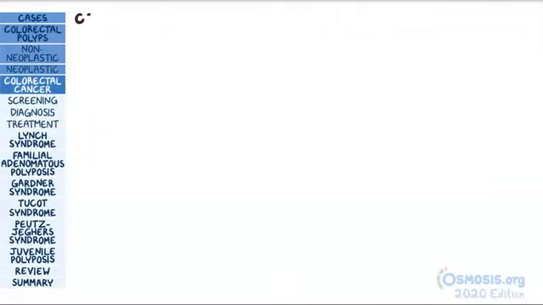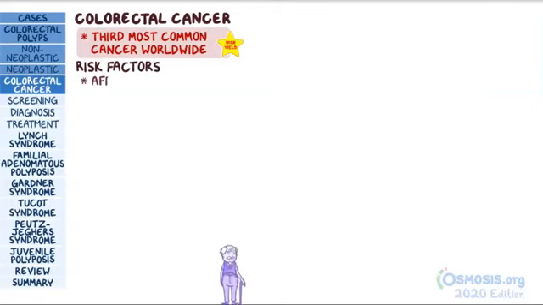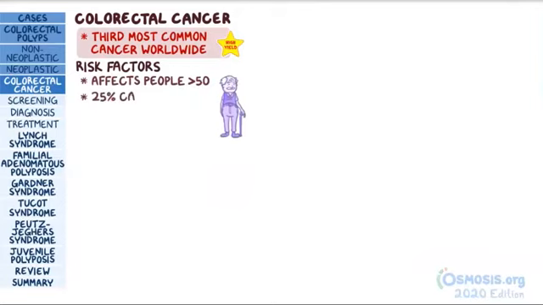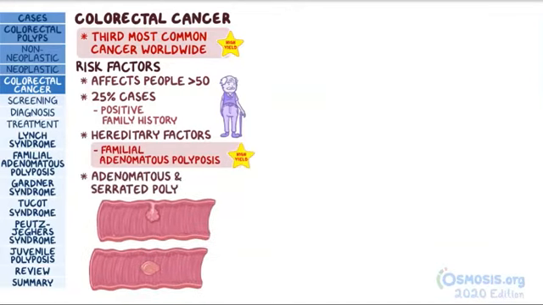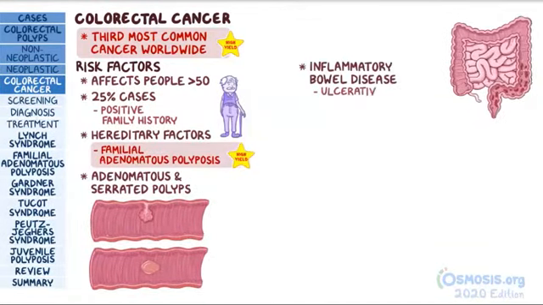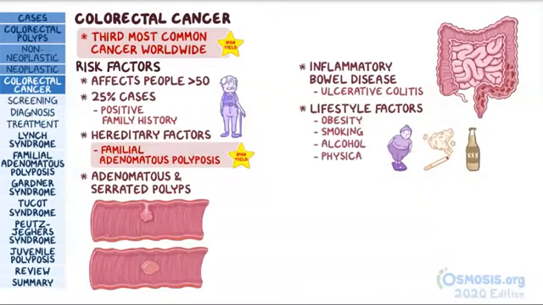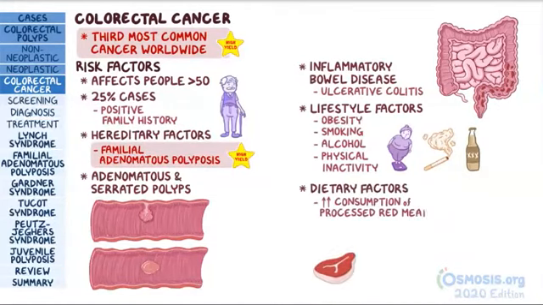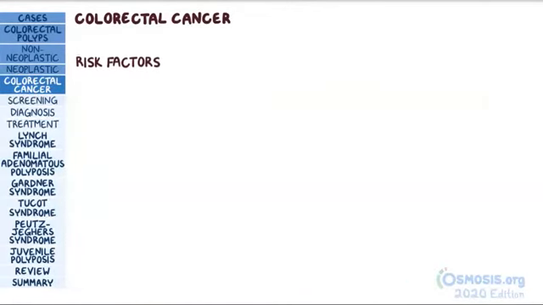After polyps, let's look at colorectal cancer, which is the 3rd most common cancer worldwide. Most commonly, it affects people older than 50 years old, and in 25% of the cases, there's a positive family history. Risk factors for colorectal cancer include hereditary factors, like familial adenomatous polyposis, adenomatous and serrated polyps, inflammatory bowel disease, like ulcerative colitis, lifestyle factors, like obesity, smoking, alcohol, and physical inactivity, and finally, dietary factors, which include high consumption of processed red meat and low consumption of fruits and vegetables.